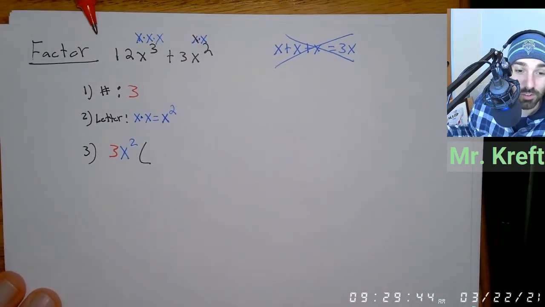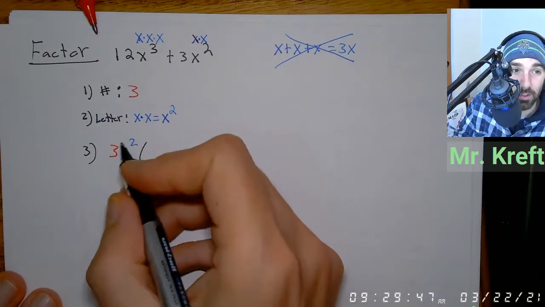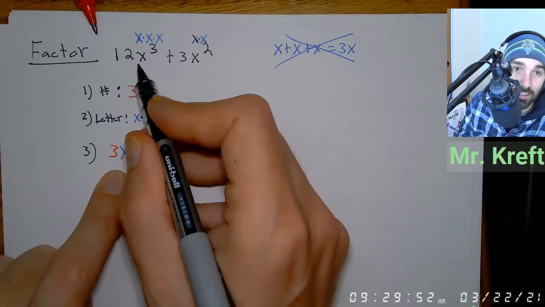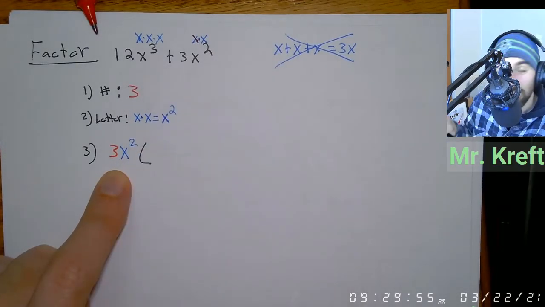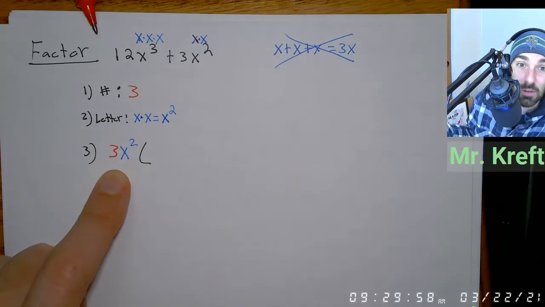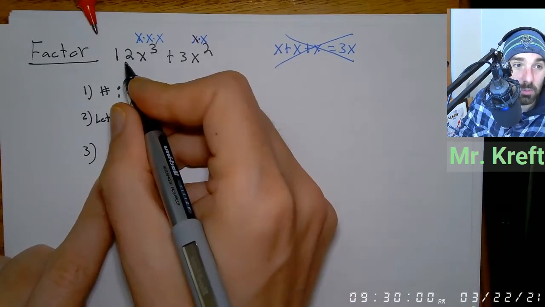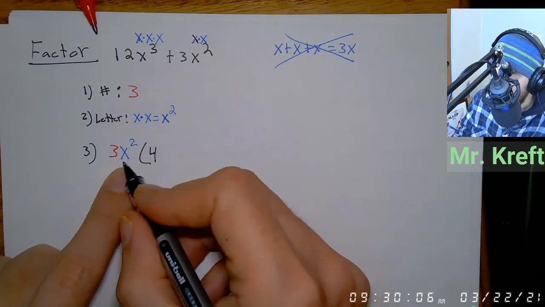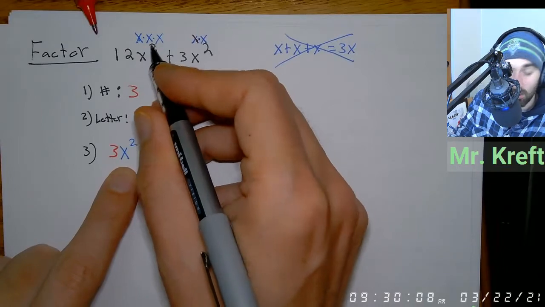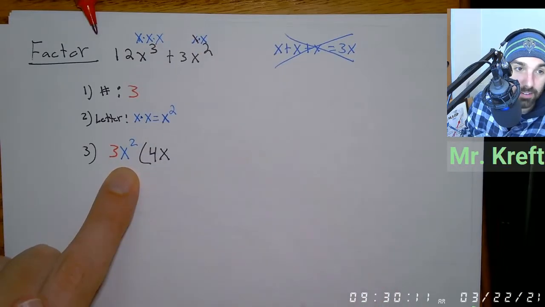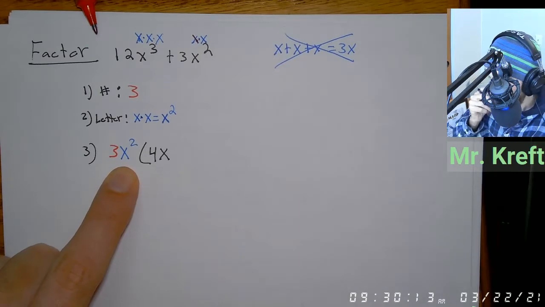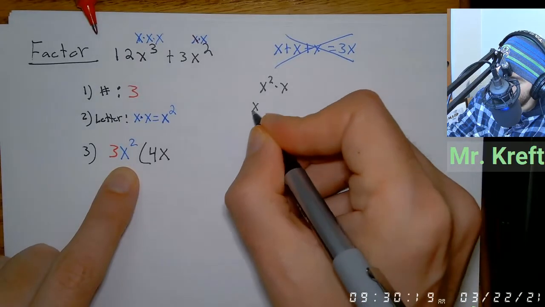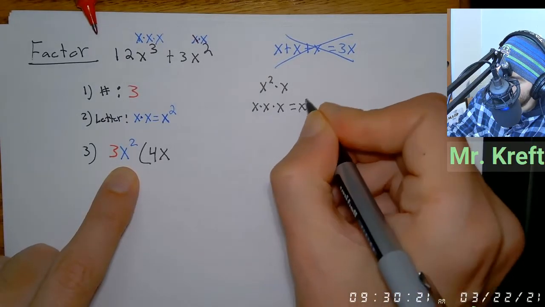Now this is a difficult part for a lot of people. We have to work backwards. You can think of this in two ways. You can divide this by 3 and divide this by x squared, or we can just guess and check. Some people just love guess and check. 3 times what gives me 12? 3 times 4 gives me 12. And x squared times what gives me x cubed? I just need one more x, because x squared times x is x times x times x, that's x cubed.